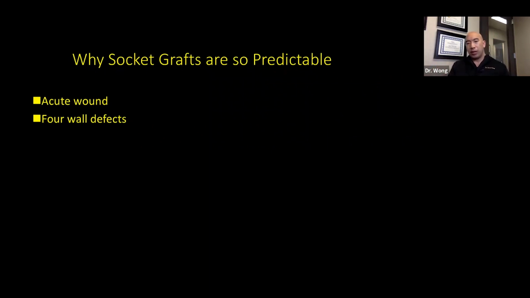You have a 4-wall defect, which is awesome. You have a buccal, lingual, mesial, and distal wall. That's exactly what you need to be successful. Like I said, it's already bleeding, and you've got PDL cells. You know, PDL cells are what's responsible for spontaneous bone growth when you take out a tooth and the bone grows in by itself anyway.